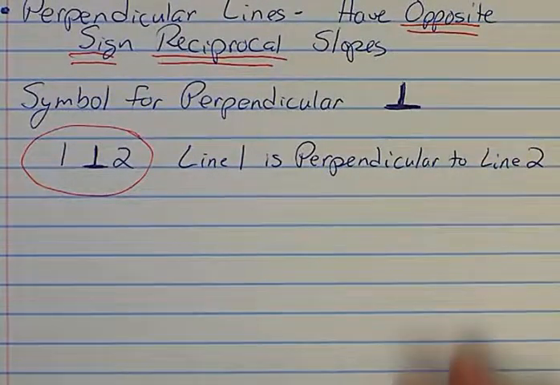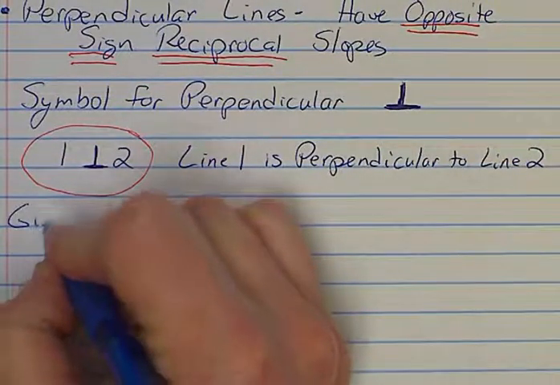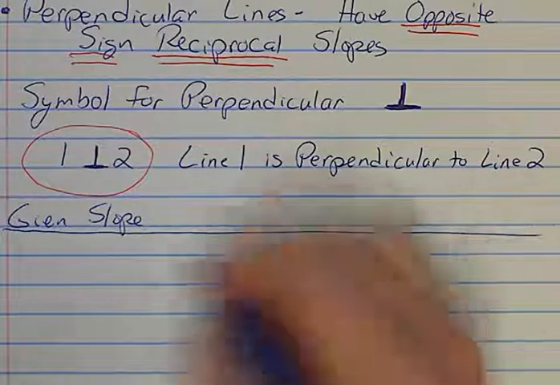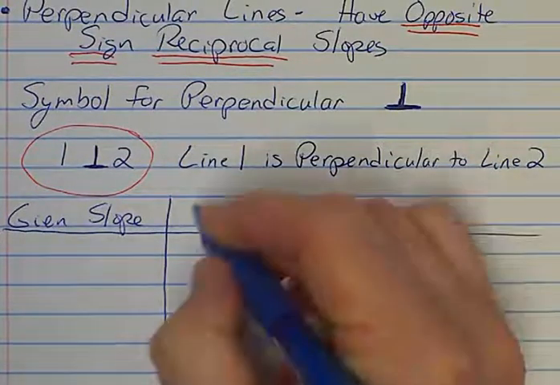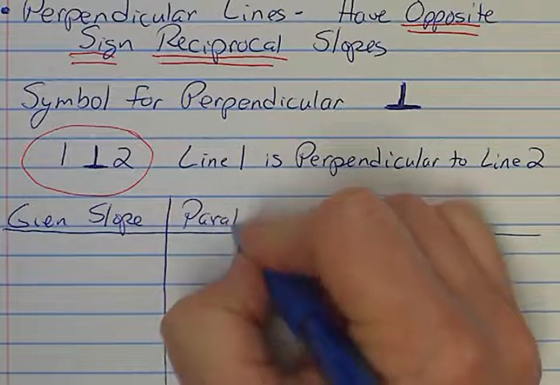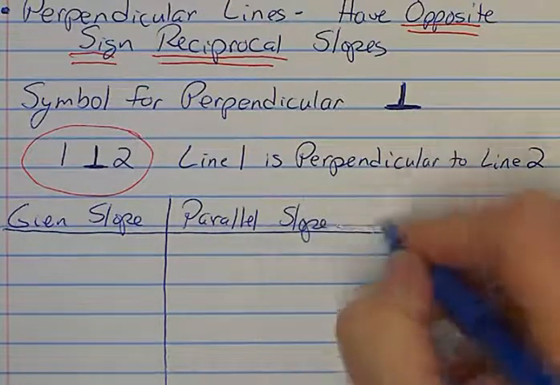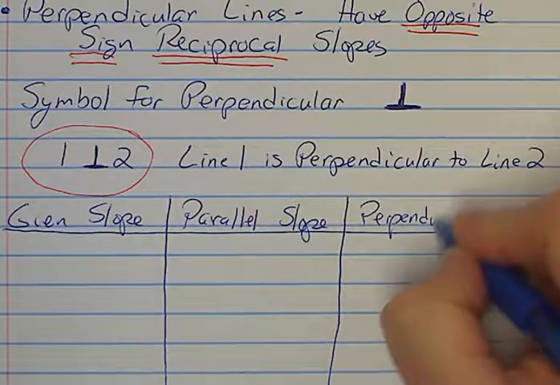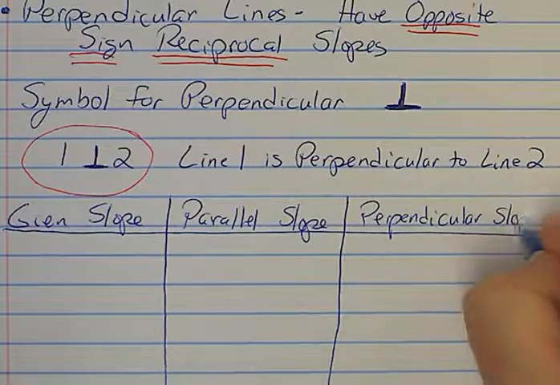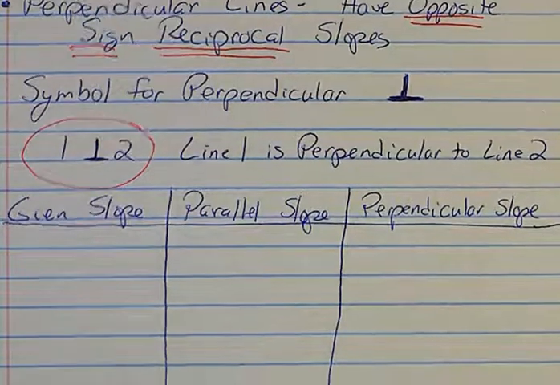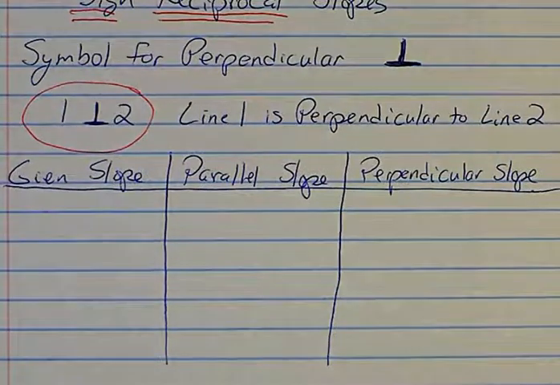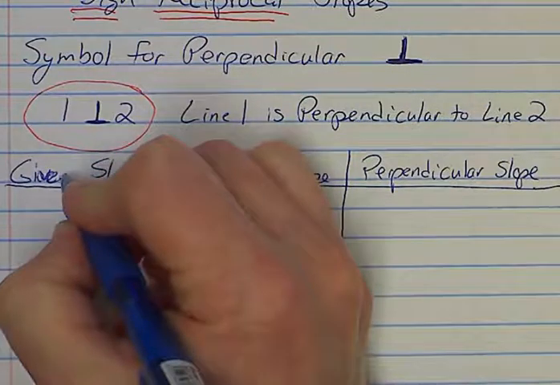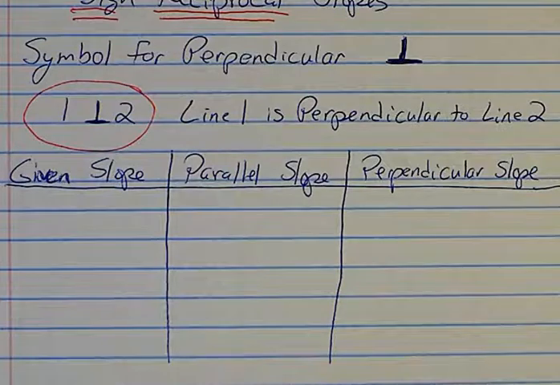Okay, now here's the biggest thing you have to do. Just to make sure we understand what's going on, I'm going to give you a little T-chart here, with a 3-column chart. I'm going to give you a slope. If this is the slope you're given, then we're going to figure out what the parallel slope would be, and at the same time what the perpendicular slope would be.